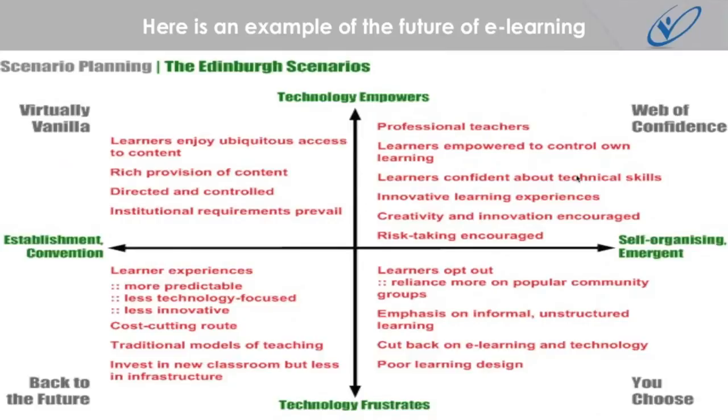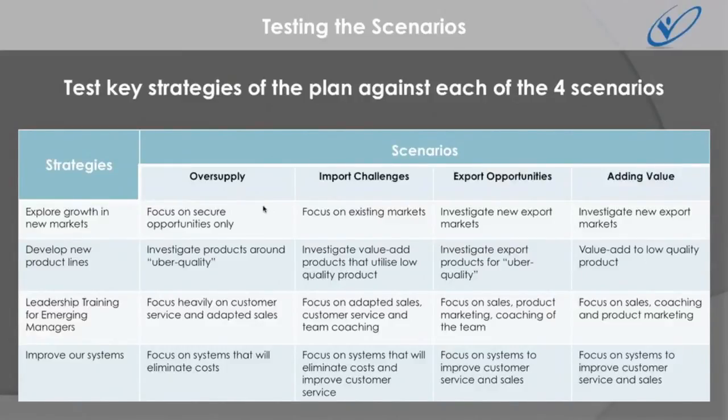All right, so now we're at, I guess, step 3 in my process, which says, what are we going to do now in terms of testing these scenarios? And so what we've got is a simple matrix here, a simple table. I've pre-populated it for you. So what you do is, from your plan, you would have your existing strategies.